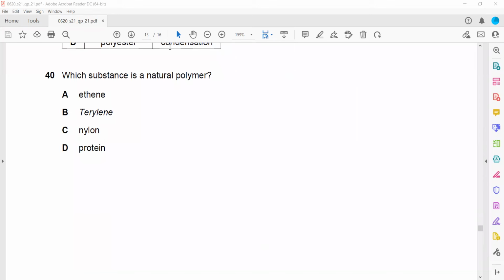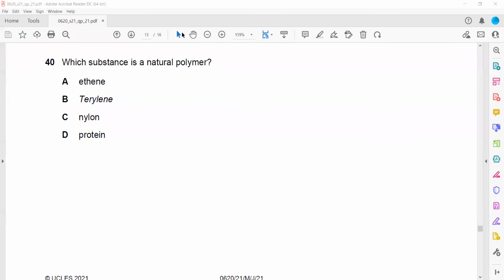Which substance is a natural polymer? Ethene, it's a monomer. Terylene or polyester, it is not natural, it is artificial, man-made. Nylon is also man-made. So D is the right answer, that protein is the natural polymer.